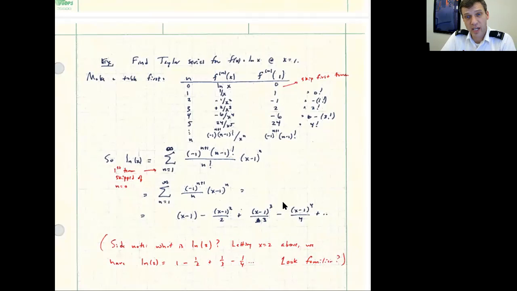And then as a quick aside, what happens if I plug in 2? The natural log of 2 is then, according to this, plug in 2 here, I get 1s everywhere I have those parenthetical marks. I get 1 minus a half plus a third minus a fourth, and keep going. And then the question is, does that look familiar? It should. We can talk about it in class if you want to ask about it. I don't want to give it away. I want you to think about it.